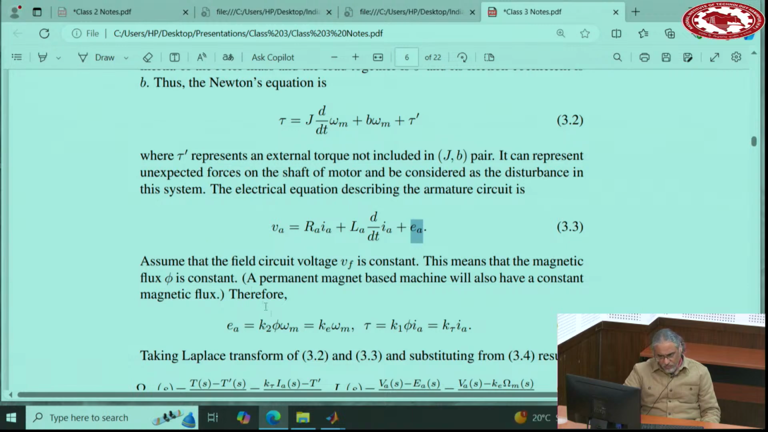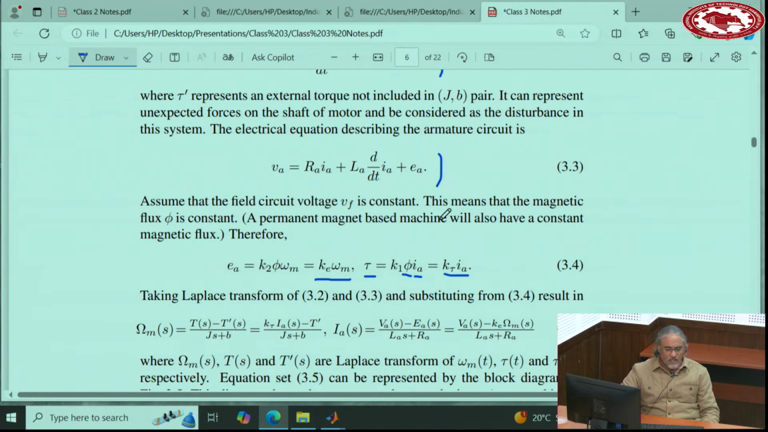We don't want to prove it, but you can prove that the internal voltage EA is proportional to the magnetic flux phi and the speed of rotation, the multiplication of these two. Especially if the flux is constant, you can say the voltage is proportional to speed. And the torque is proportional to flux times the armature current. Again, if the flux is constant, you can say it's proportional to armature current. Now, if you substitute these two into these two equations, you have a complete model of the system.